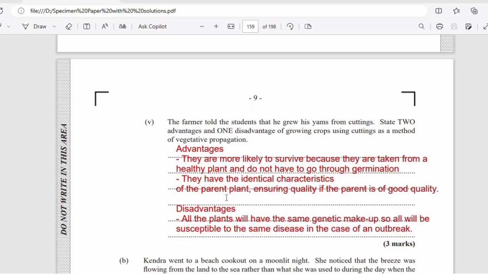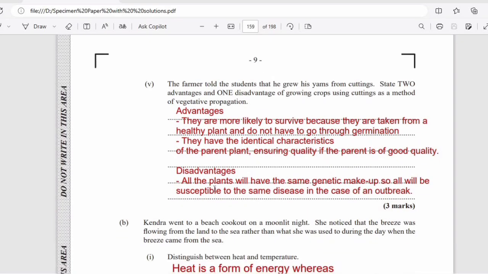So guys, I always say when we look at vegetative propagation or asexual reproduction for plants, the fact that they are identical to their parents can be an advantage if the parents are of good quality. But if the parents are of bad quality, then the offspring would also become bad quality. So you must know how to state it if you want it to work for you as an advantage and as a disadvantage. So the disadvantage for this is that all the plants will have the same genetic makeup, so all of them will be susceptible to the same disease in the case of an outbreak. So that would give you your total 3 marks.